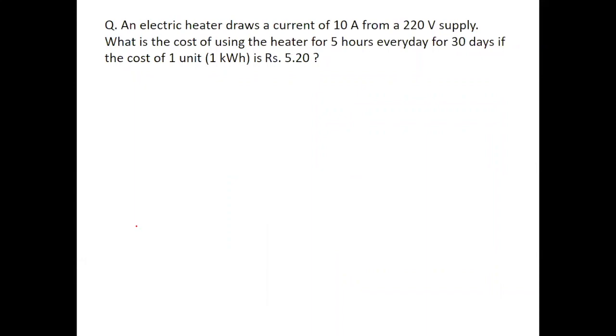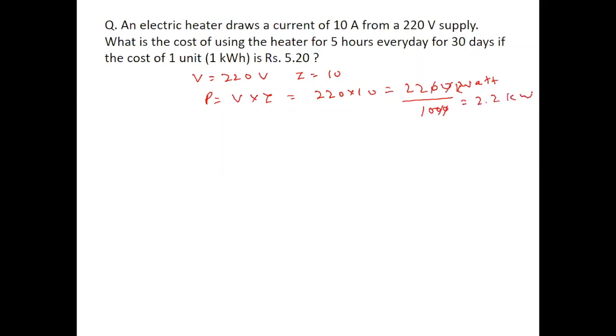Okay. Here we have V given as 220 volt and I is 10 ampere. So we know that P equal to V into I. So 220 into 10, 2200 watt. Converted into kilowatt, divided by 1000, so it's 2.2 kilowatt.